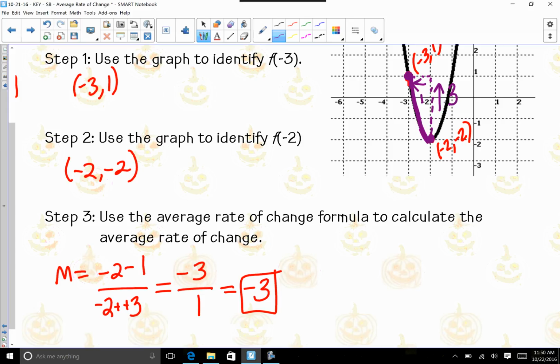Or sometimes you look at it as you went down 3 and right 1. Isn't that a negative? So couldn't I just say this is -3 over 1, a slope of -3, which is what we got when we did this algebraically? Both ways work. So if you've been given a graph, you can find the x values, the intervals they give you, and calculate the rate of change by doing rise over run on the graph. But you can also do the algebraic method as well. Okay, so those are all your notes from Friday.